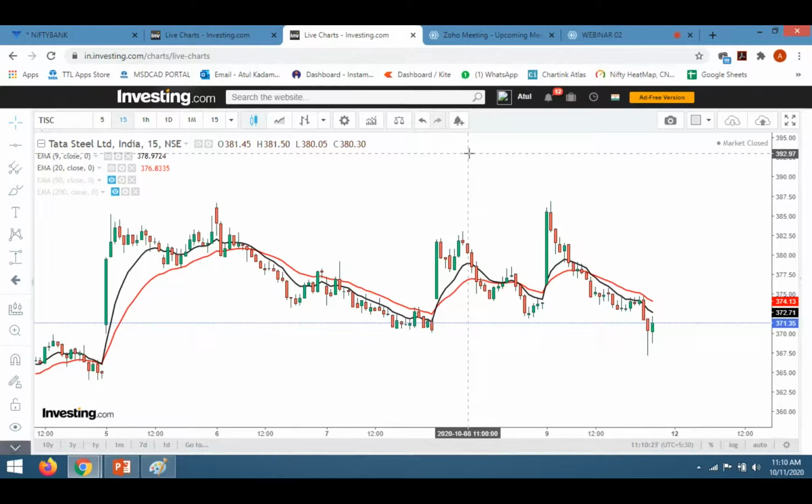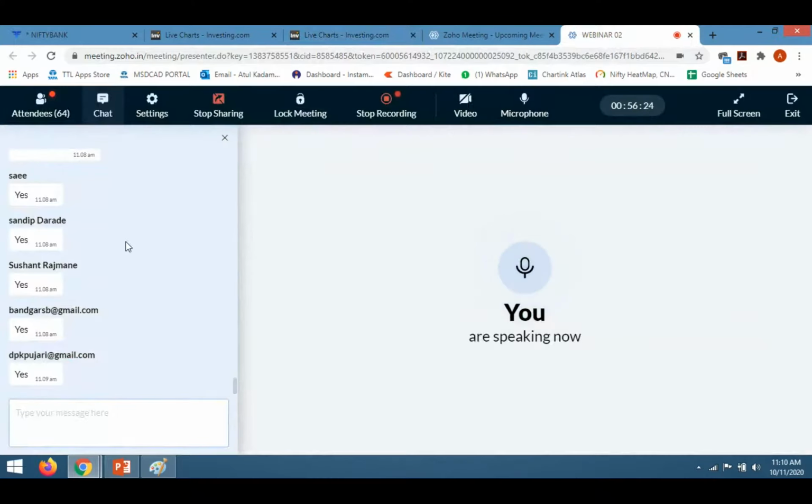Okay, so hope you guys understand this moving average concept. Just put in the chat box any questions, or if it is clear, just put clear. Then I will go to the next session.